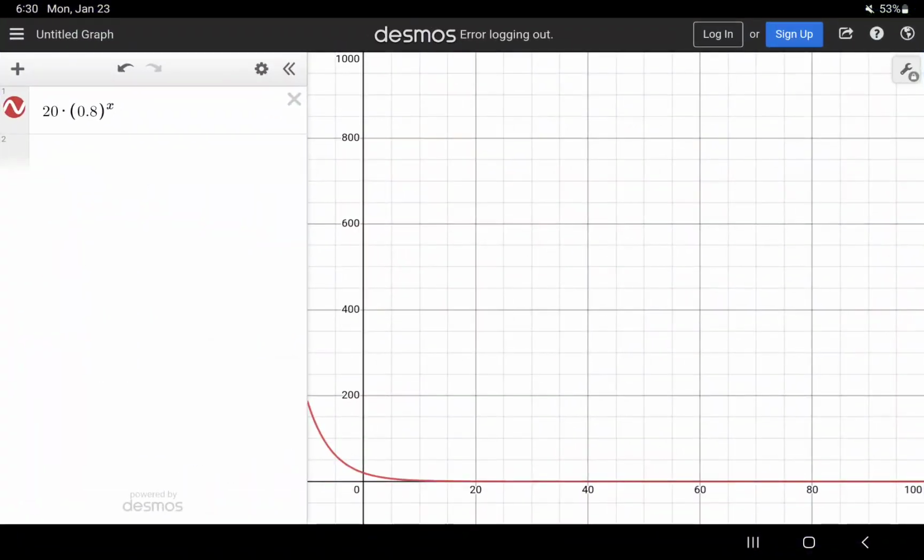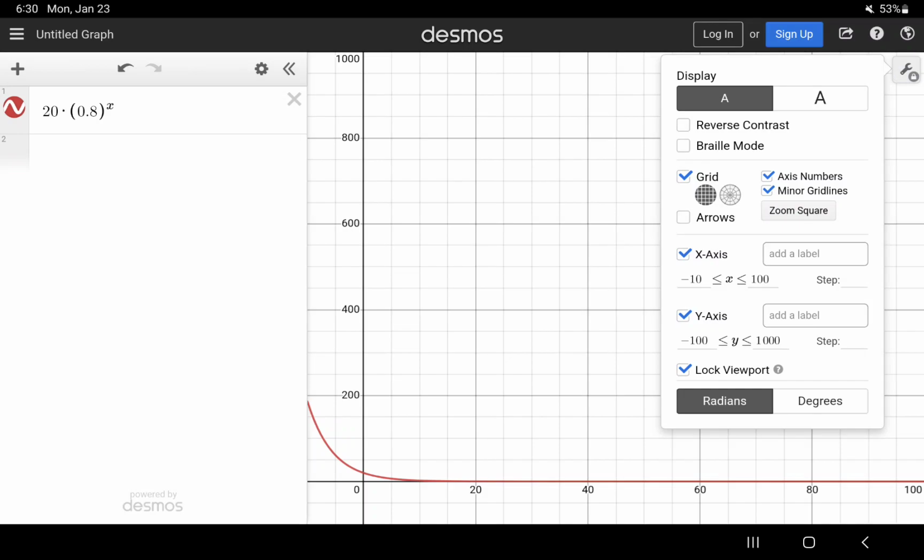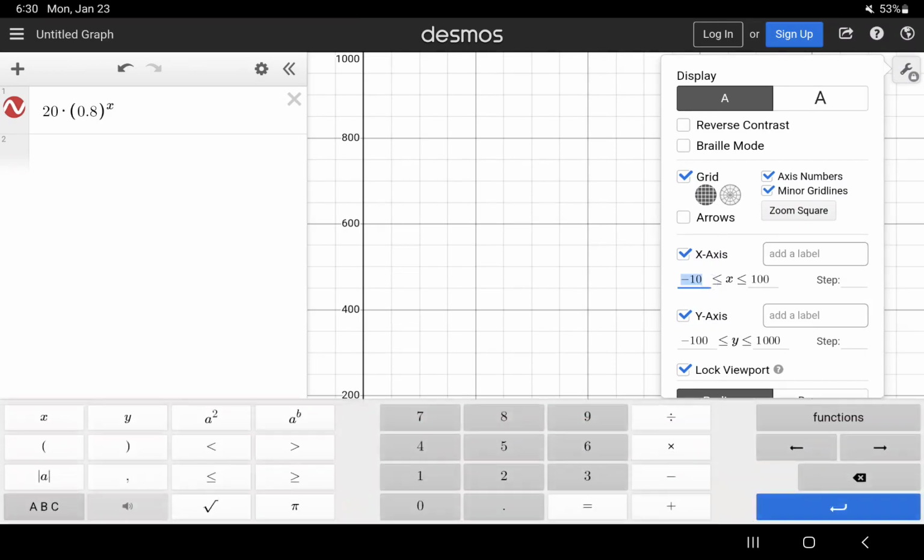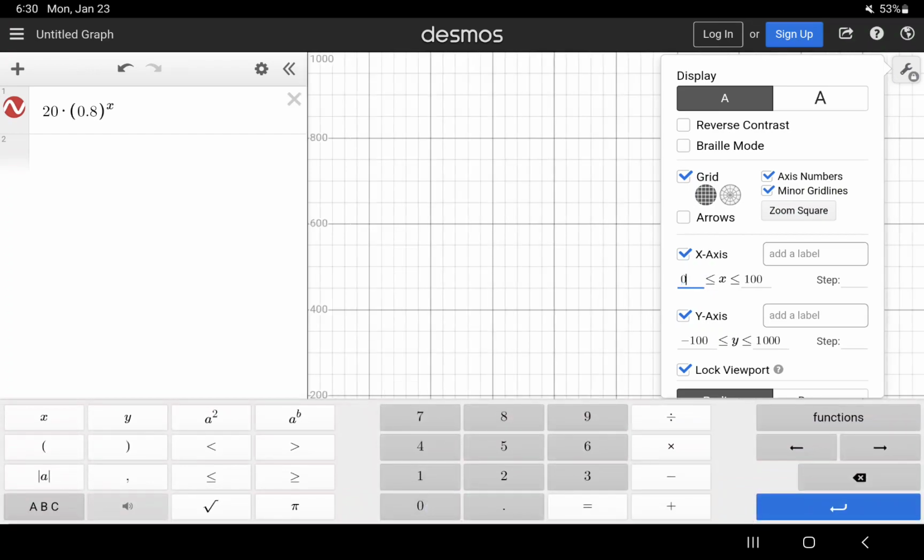Okay, so let's take a look here, and let's change this to 0 since we don't need any negative values. And we'll play around with this number. Let's try 10 first and see how that goes.